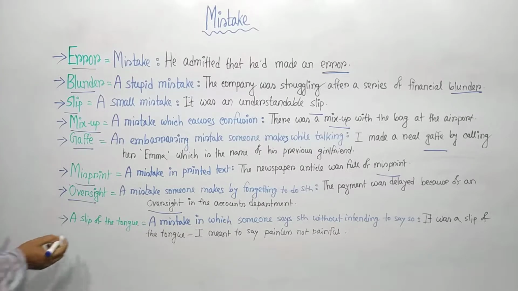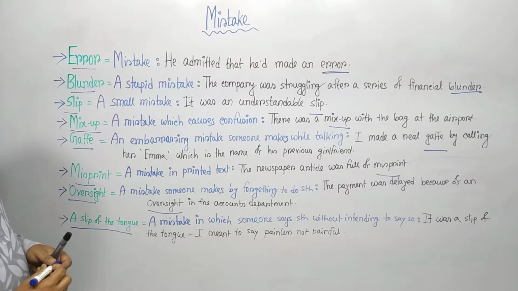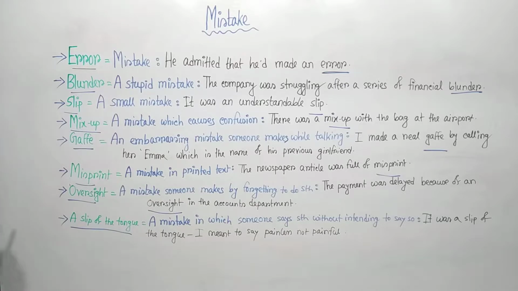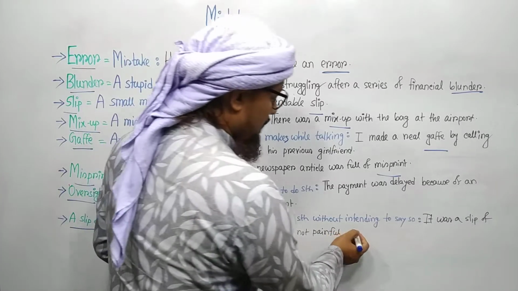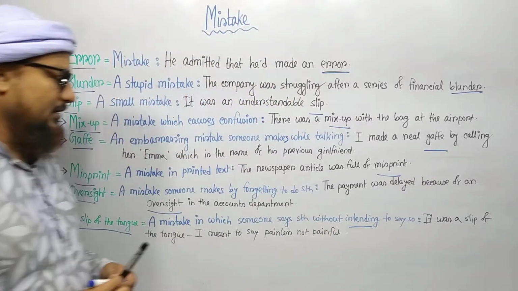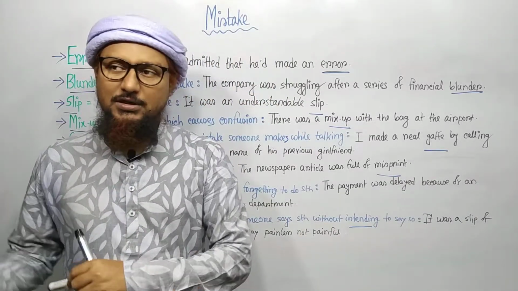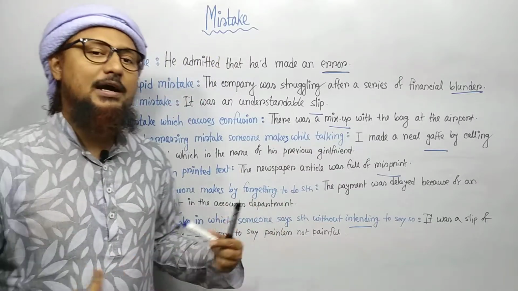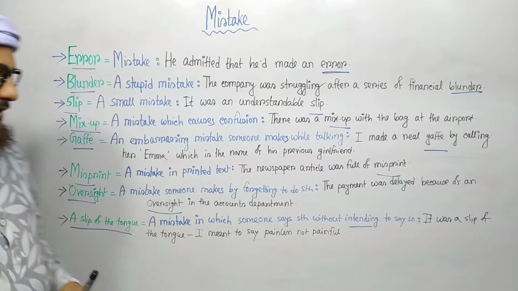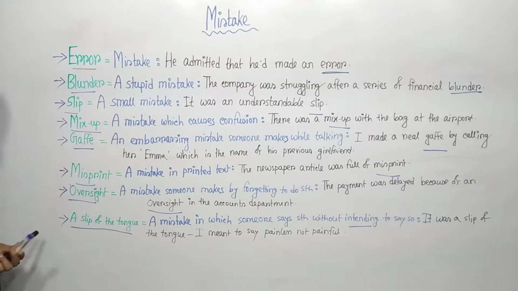And the last one, I think you know it very well, and you have used it in your speaking and writing. A phrase: a slip of the tongue. A slip of the tongue is a mistake in which someone says something without intending to do so. Maybe I said something but I didn't want to say that. I didn't have any intention to say it. So a slip of the tongue is that kind of mistake.